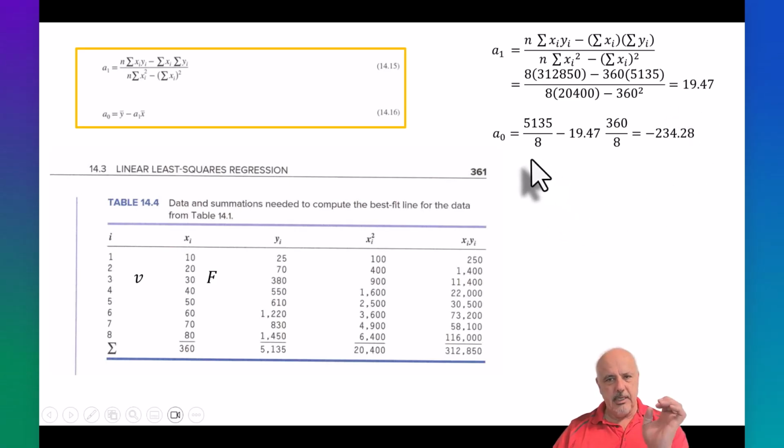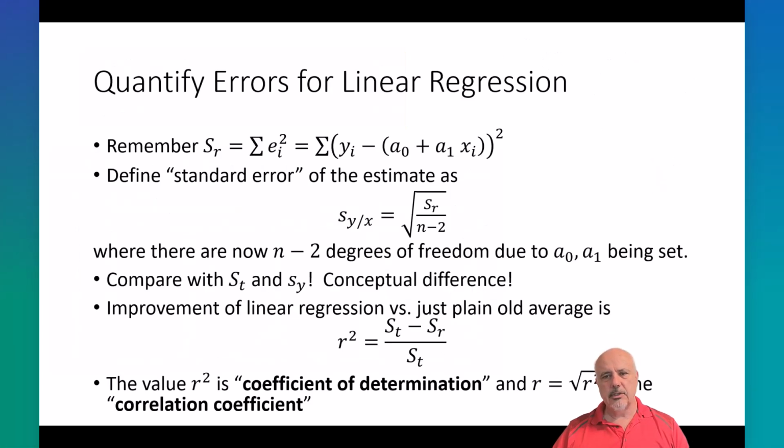And then a sub naught is going to be the y bar minus a1 times x bar. So y bar, or sum of y, is going to be 5135 divided by n. That's the first term. Then minus the slope, and then the sum of x, 360 divided by 8. So I end up with minus 234.28, which is what the book had.